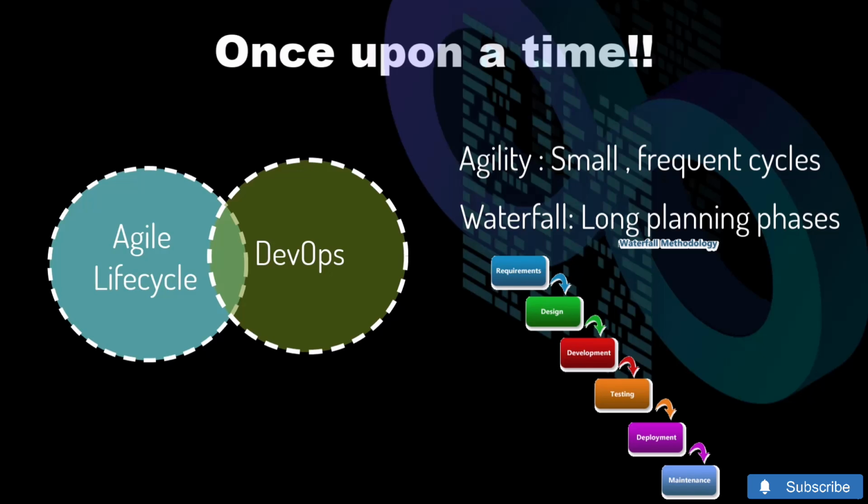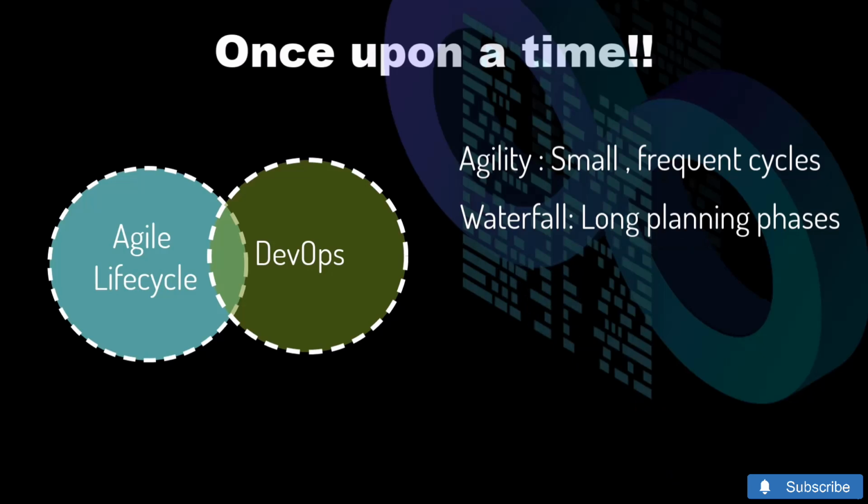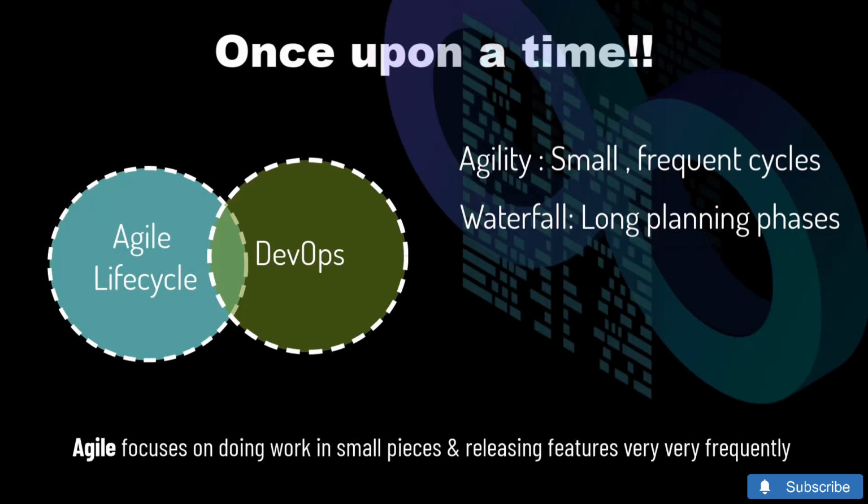Everybody wants products to be delivered quickly, especially in today's environment where things are changing at a rapid pace. Agile focuses on doing work in small pieces, releasing very frequently, sometimes every 2 weeks, sometimes every week, sometimes multiple times a week, with a focus on getting small pieces of functionality in front of the customer as quickly as possible just to make customers happy.